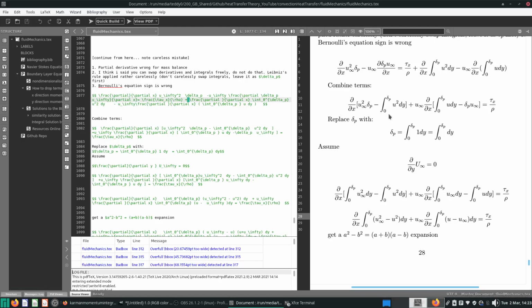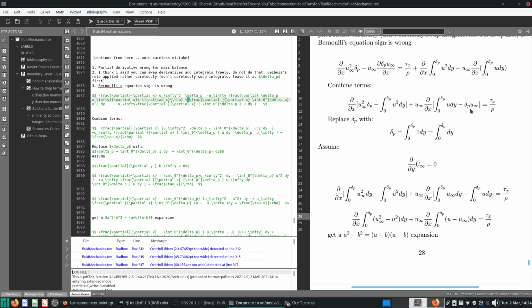Now we can replace delta p with the integral of 1 dy and assume that del by del y of u infinity equals 0. This means that u infinity will only change with x if you want to change it. It will not change with the y coordinate. That's the flow assumption that we make. So given this, we can just bring in the u infinity, this del p.